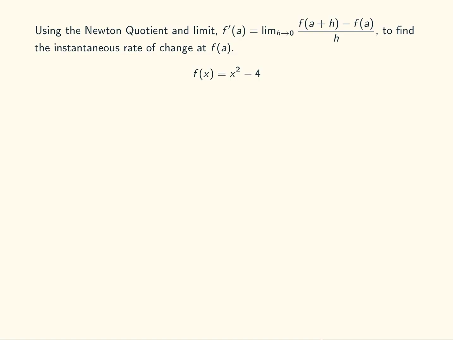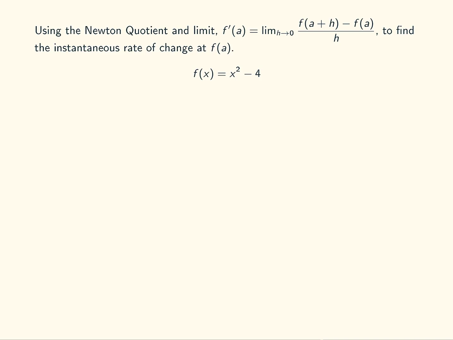Let's work through two examples together. We're going to use the Newton quotient, which is this part of the equation right here. And we're going to take the limit of it as h approaches 0. This is going to give us the instantaneous rate of change of the function f at f of a.